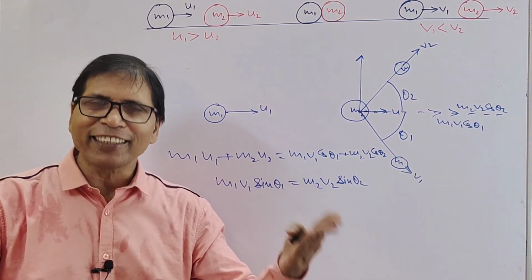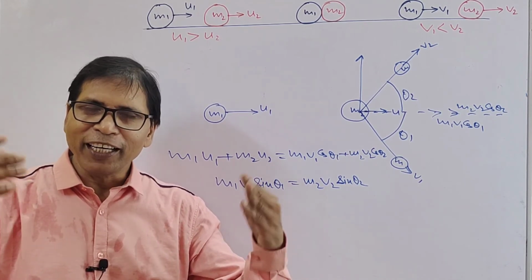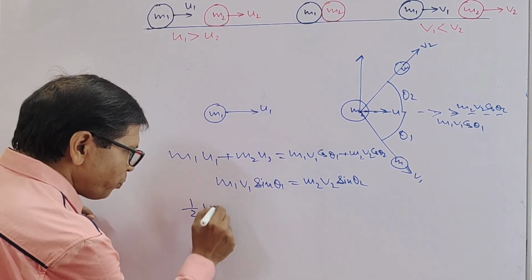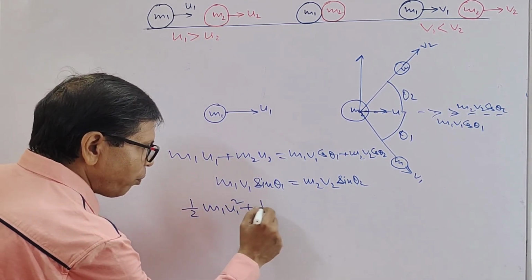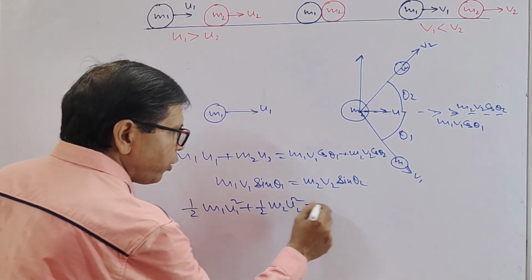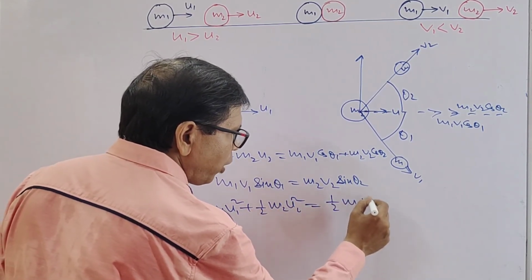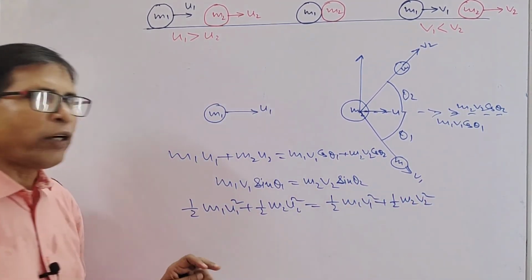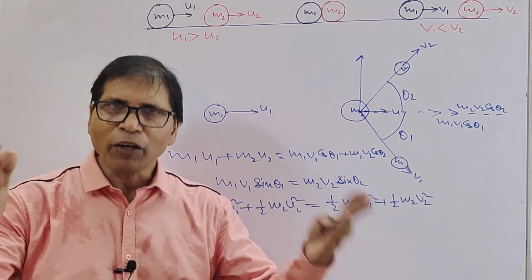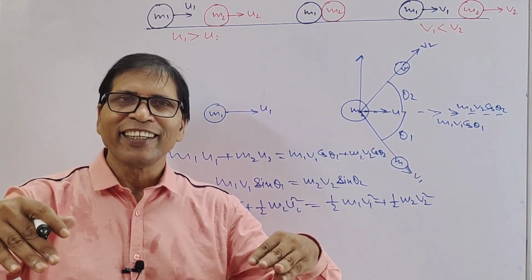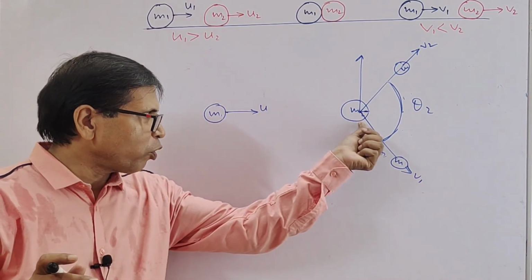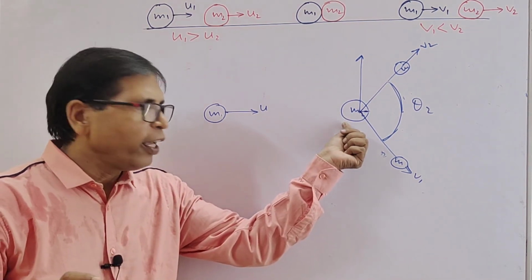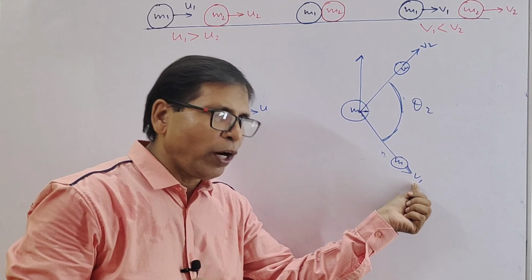Now if the collision is elastic, then conservation of kinetic energy takes place. So look at this, half m1 u1 square plus half m2 u2 square equals half m1 v1 square plus half m2 v2 square. Now in case of oblique collision of two equal masses, the two bodies having mass m and m collide obliquely. The initial velocity of this is u and this is 0, and the final velocities are v1 and v2.